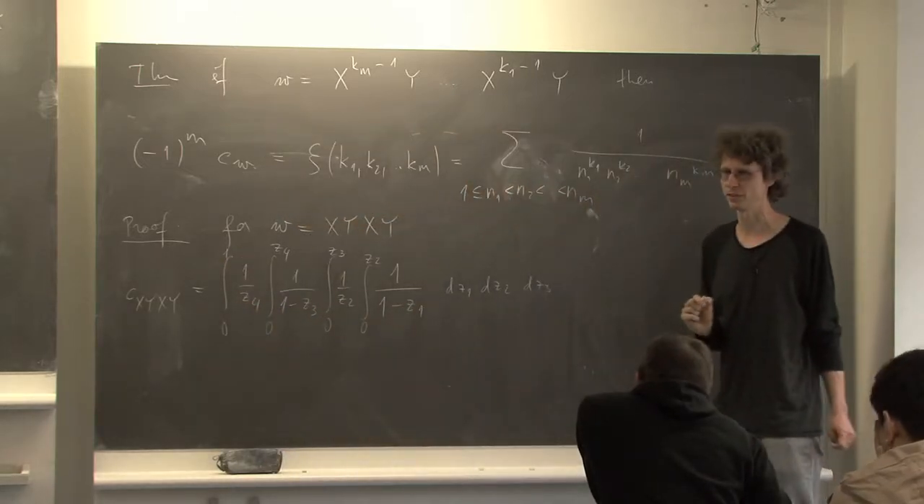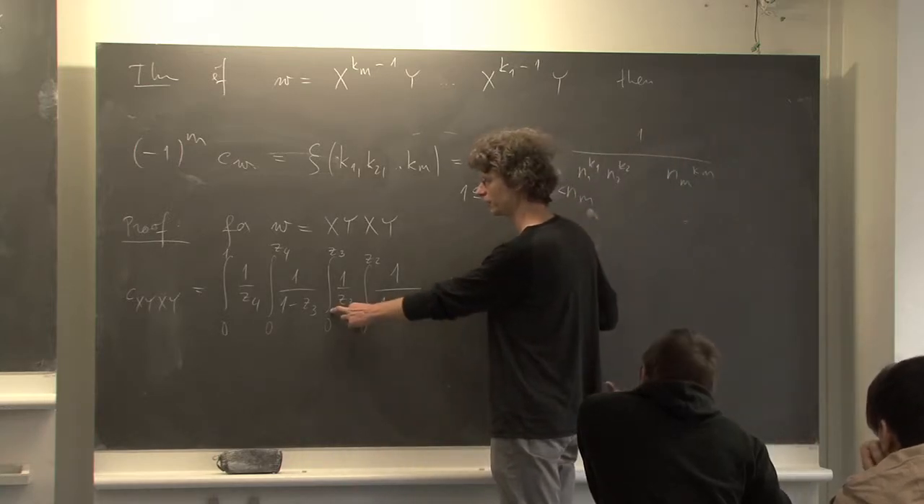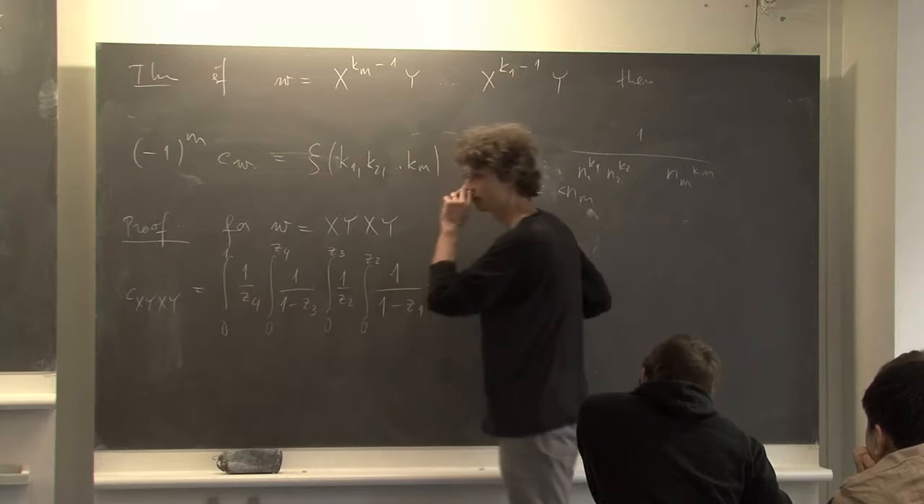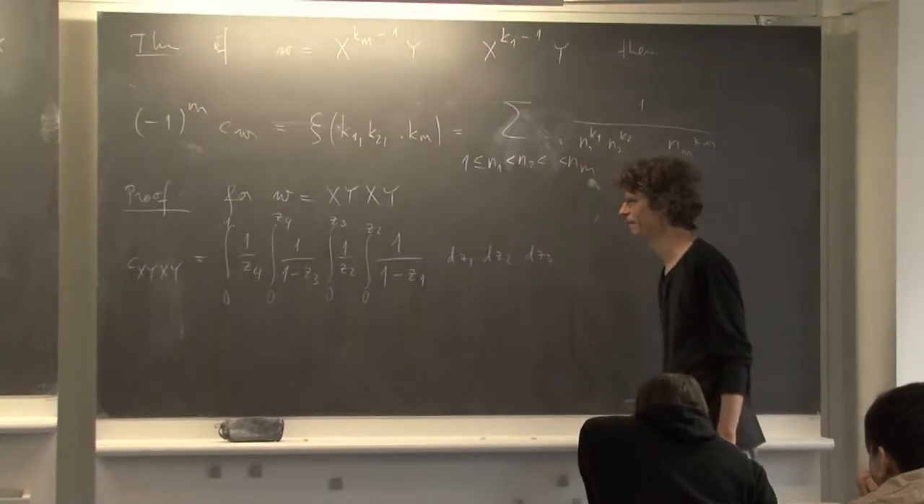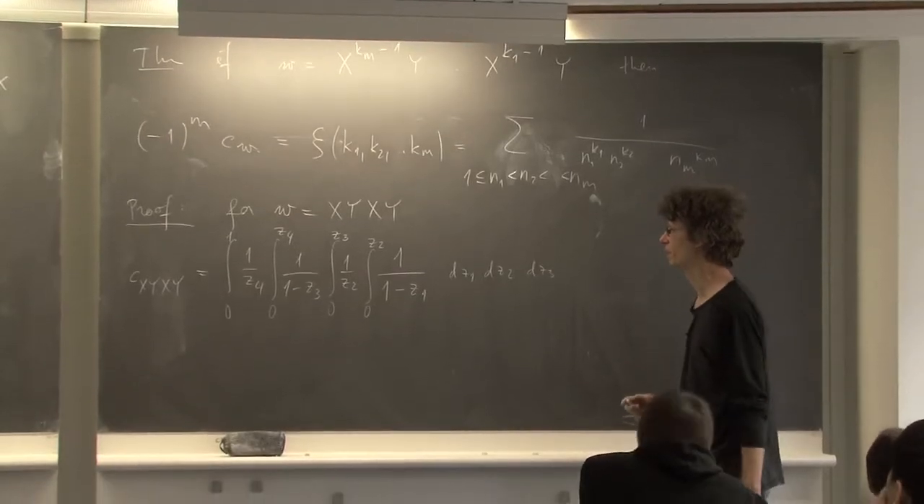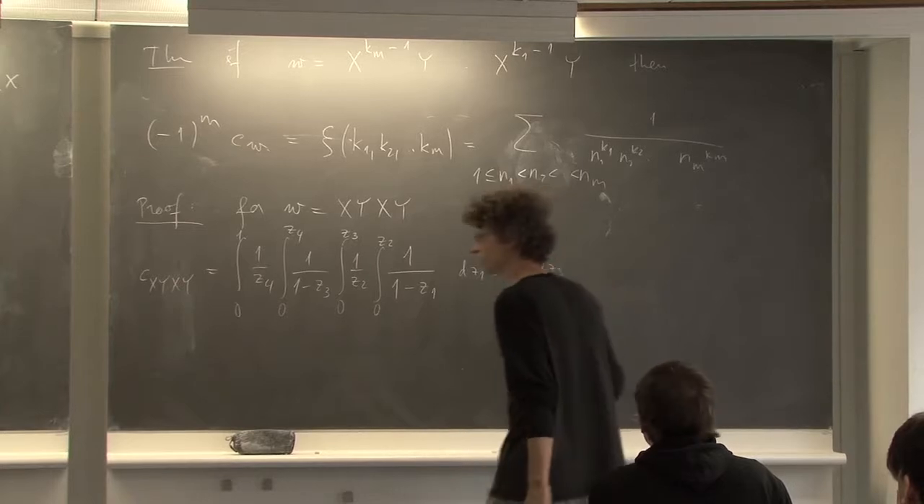So it's this kind of iterated integral, right? We first integrate this thing. Once we find it, integrate that, then integrate that, then integrate that. So let's try to compute those integrals. How do I do it?